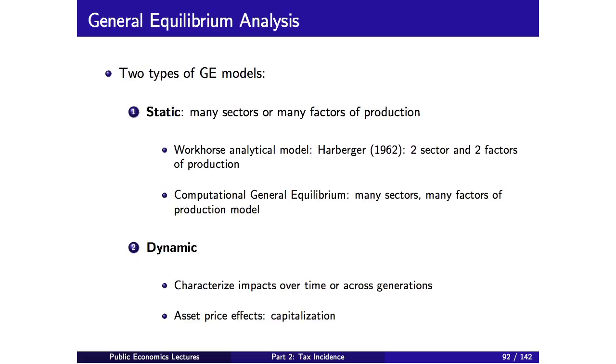So the next generation of models are what are called computational general equilibrium models, CGE models, which have many sectors and many factors of production. But what you end up seeing very quickly is that as soon as you go beyond two sectors and two factors, you can't get analytical representations for the impacts of policies on the equilibria. And so then the thing is extremely messy, and you end up using computational methods. So we'll talk a little bit about that.